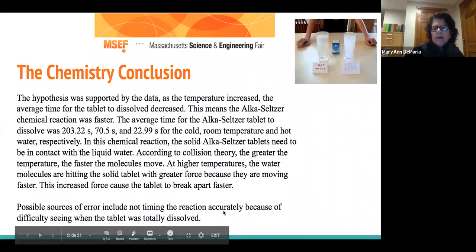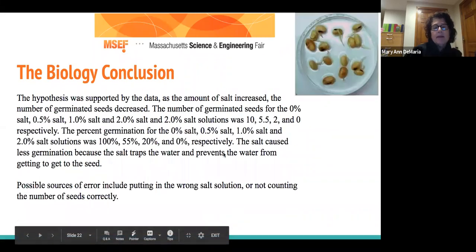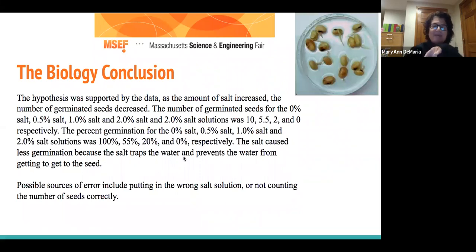Okay. The next one is exactly the same, only even more minimal. This was a conclusion directly off one of my students who did it this year, one of their lab report templates. So again, claim: the hypothesis was supported by the data. As the amount of salt increased, the number of germinated seeds decreased. The number of germinated seeds for the 0, and so on, was 10, 5.5, 2, and 0 respectively. And then they give the percentages.